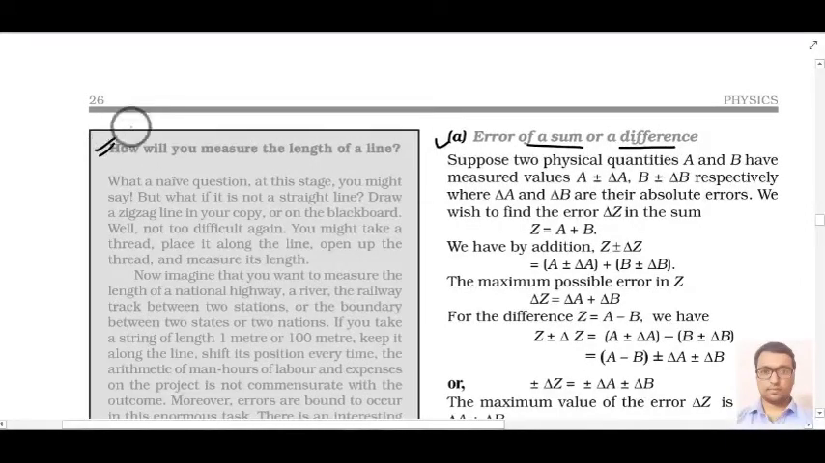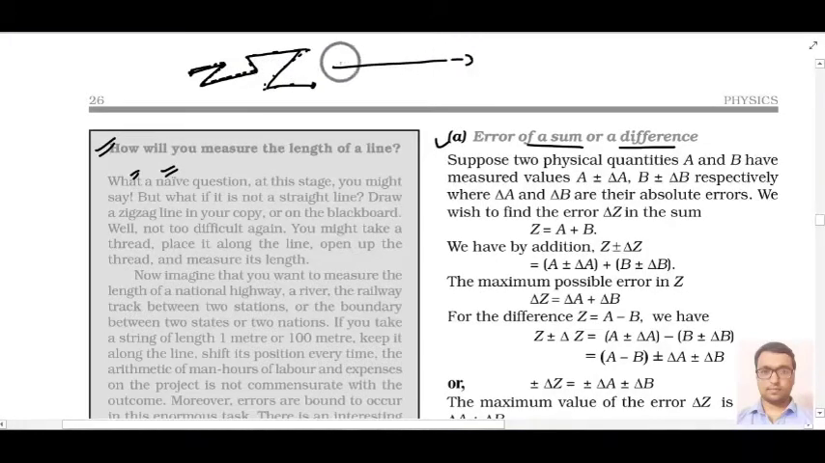In this portion you can read that there is some activity in which it is saying that suppose you have a zigzag line in this way and you want to measure its length, then what is the way to measure its length? In that case you have to take a thread and connect this thread on this zigzag line like this way, and then you will take that thread and stretch it, then you will measure its length. That will be the length of this zigzag path.